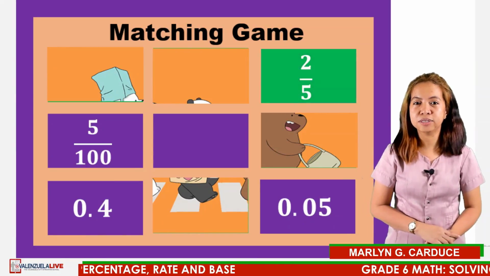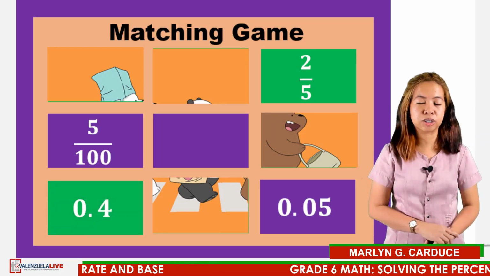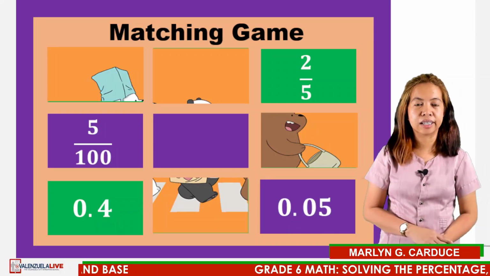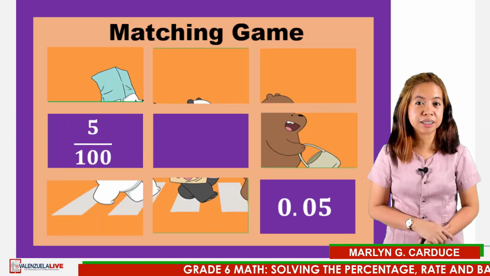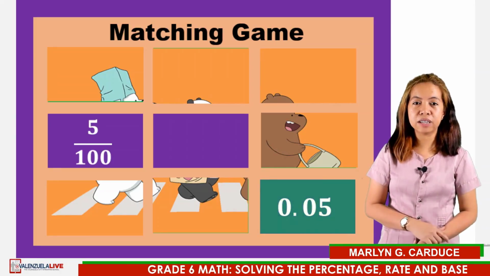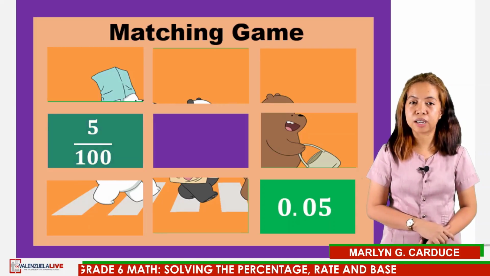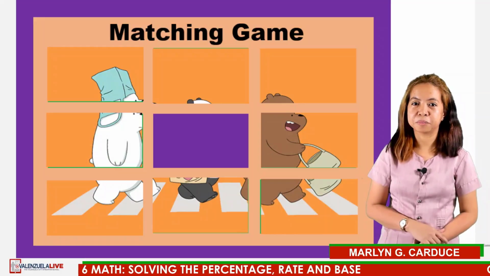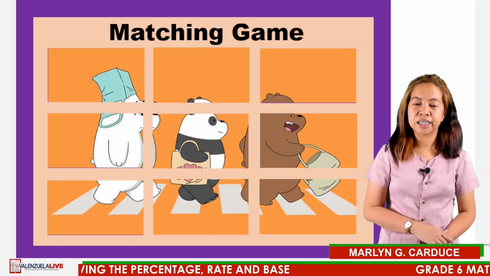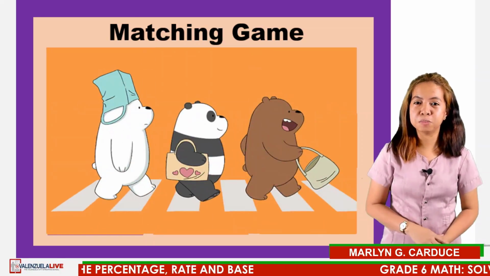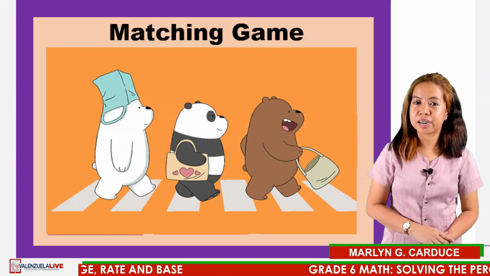Another pair, we have 2/5, which can also be written as 4/10. And this is again part of the picture. And for the last pair, we have 5/100, which can also be written in fraction form as 5/100. Very good, grade 6. So there you have it. As you can see, the whole picture is a picture of the characters from the cartoon series We Bare Bears.